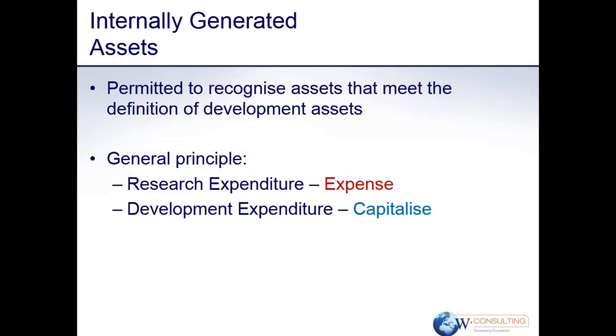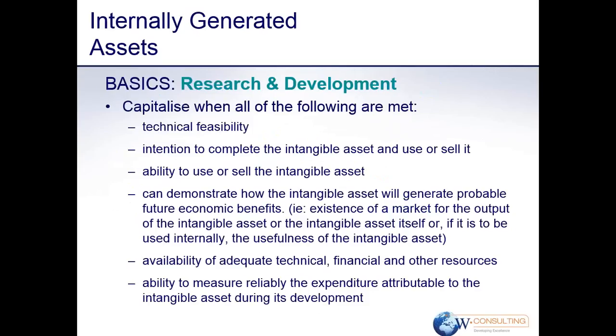So what the standard says is that an entity is able to capitalize costs when all of the following criteria have been met. And it really is a point in time when all of these boxes have been ticked. When an entity is able to demonstrate the technical feasibility of a particular project, as well as its intention to complete the intangible asset and use or sell it, as well as its ability to use or sell the intangible asset, as well as how the intangible asset will generate probable future economic benefits. For example, there's a market for the output of the asset or for the asset itself, or if it's something that it plans to use internally, how it would be able to use it and therefore demonstrating the future economic benefits, as well as demonstrating the availability of adequate resources, and finally its ability to measure reliably any expenditure attributable to the asset during development.